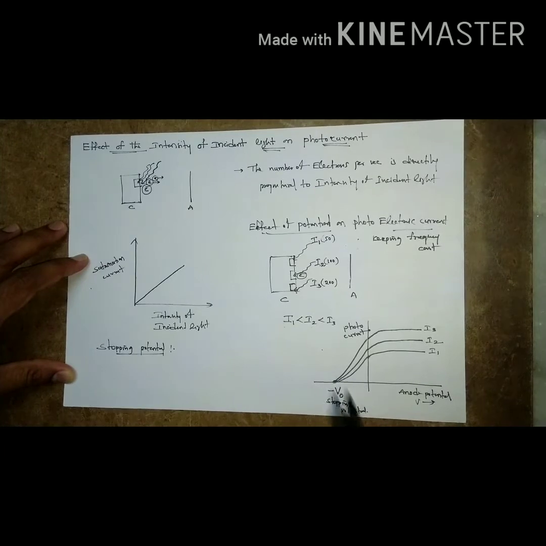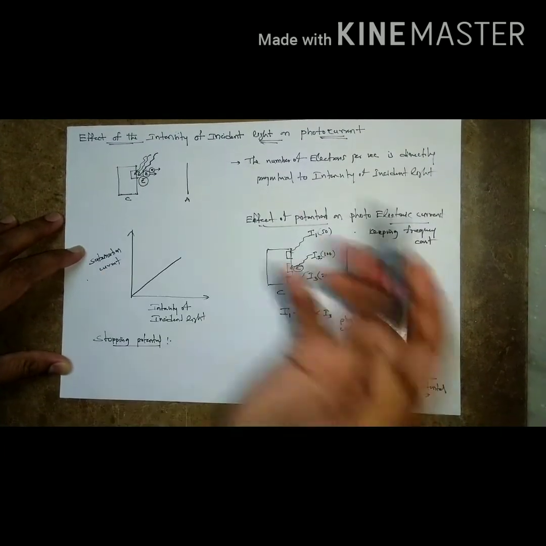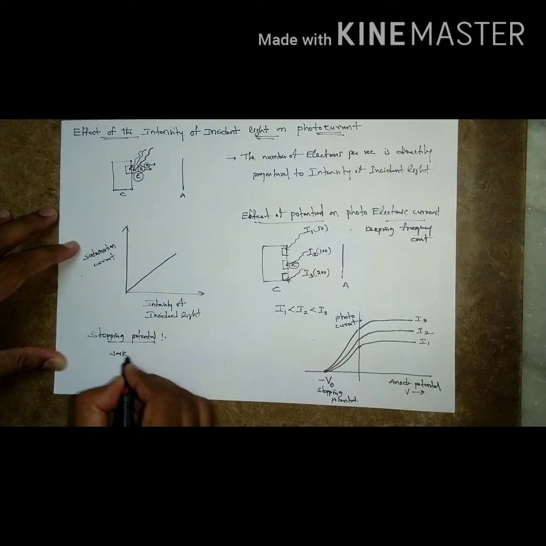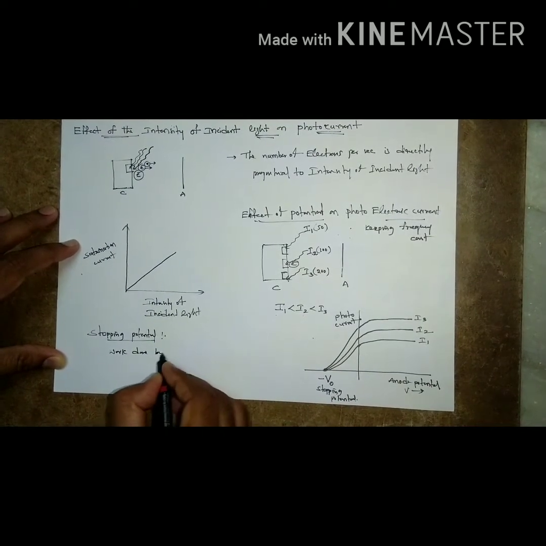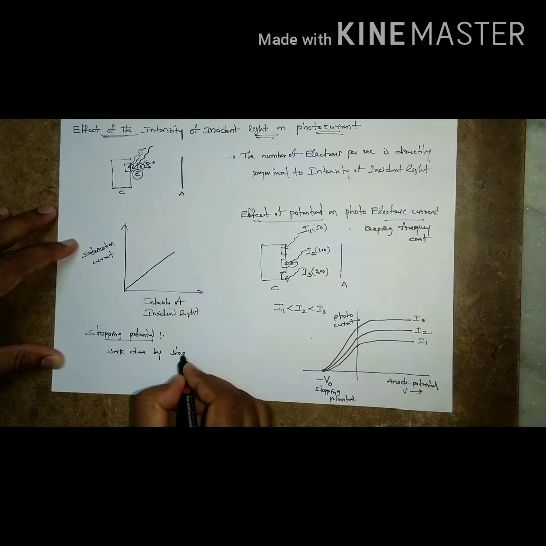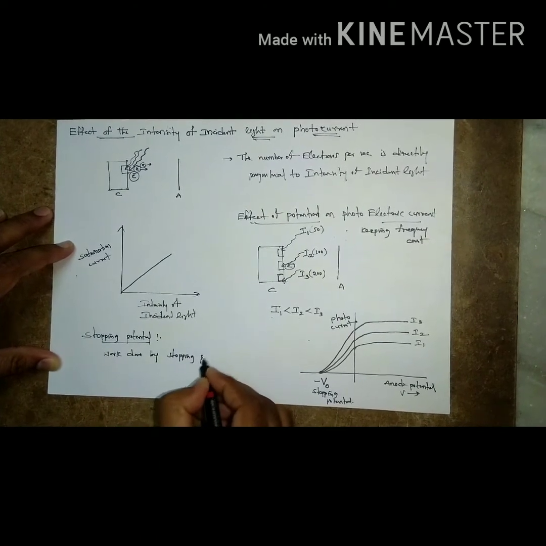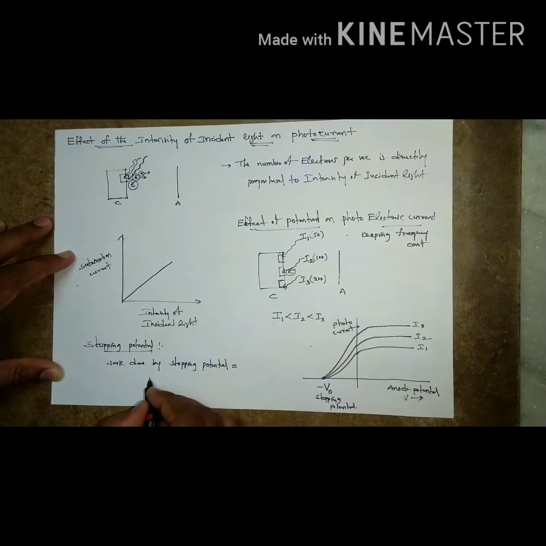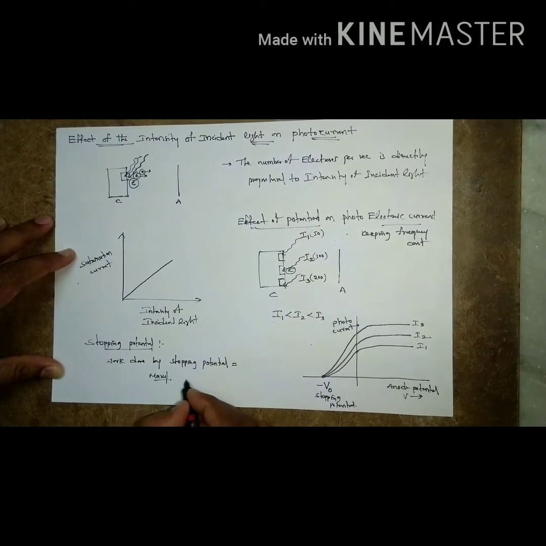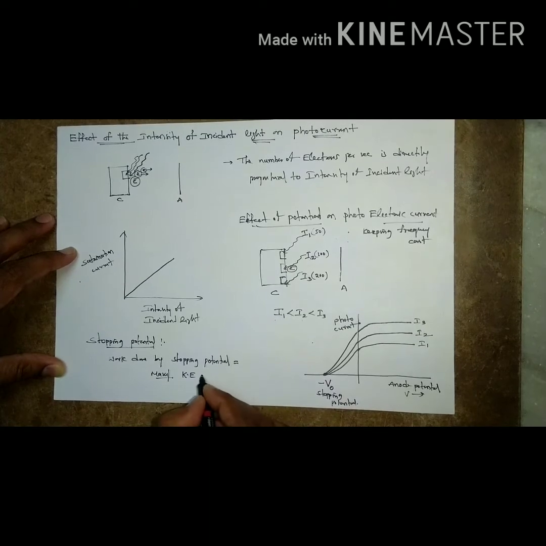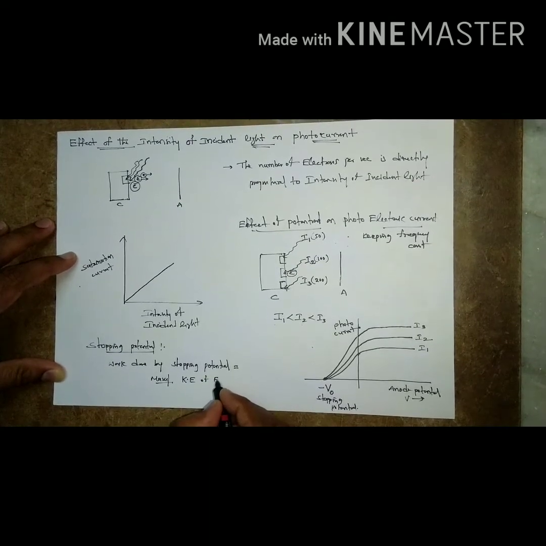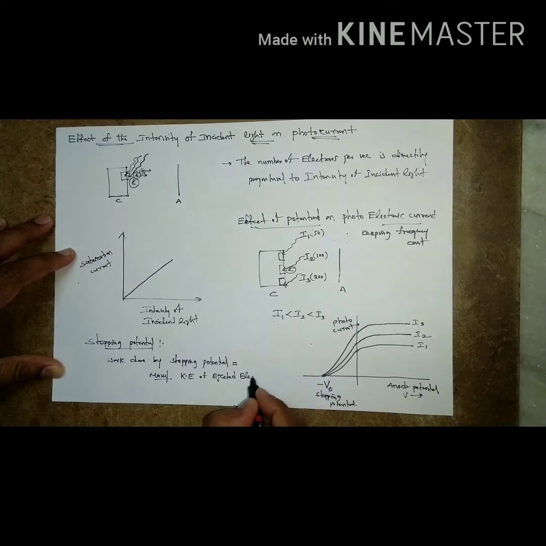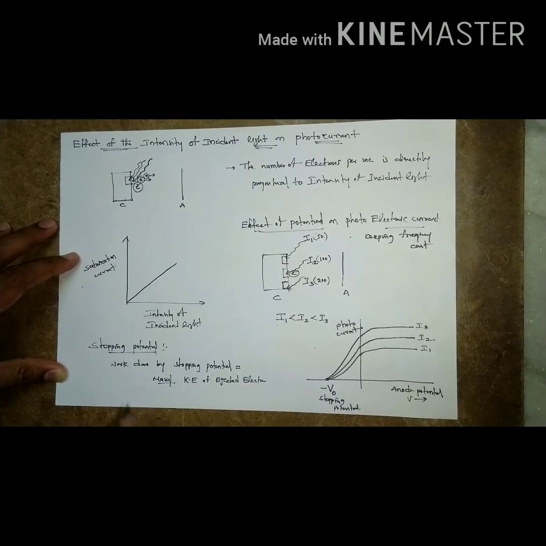stopping potential, you know. For high energetic electrons, the work done by the stopping potential, or negative potential, is equal to the maximum kinetic energy of the ejected electron. So this is the most important formula.